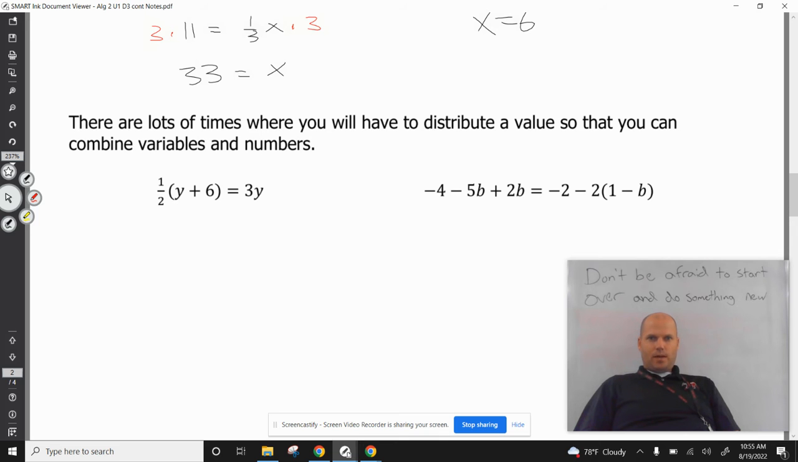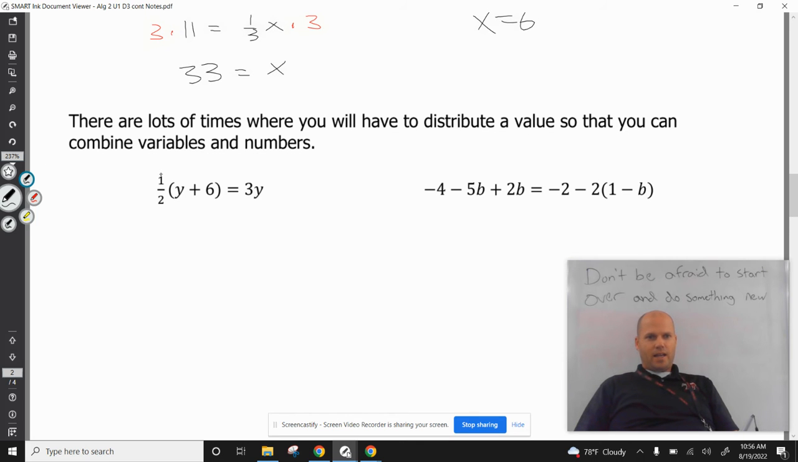There are a lot of times where you'll have to distribute values so that you can combine variables and numbers. Like this 1/2 we talked about last notes. You could get rid of that first because it's what's happening last. But if I decide to divide by 1/2, that actually would work. I could multiply both sides by 2 to start if I wanted to. It'd actually be nicer. Maybe I'll do both. But most of you are used to distributing. I have half of a bag of y plus 6. Well, I have half of a y and I have half of 6. So I have 3 plus a half y.